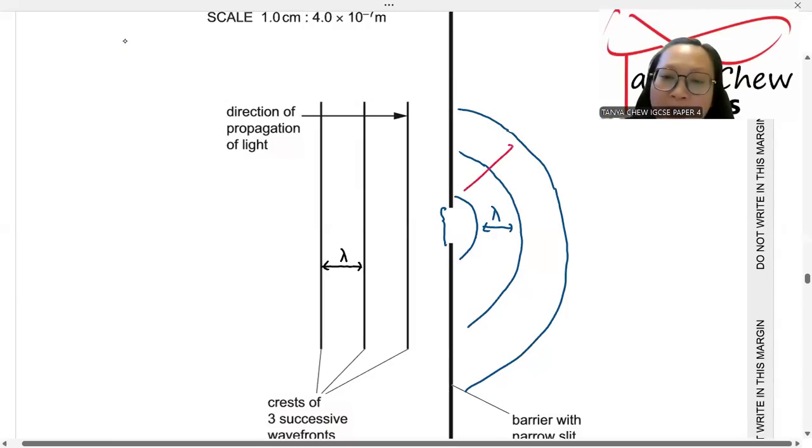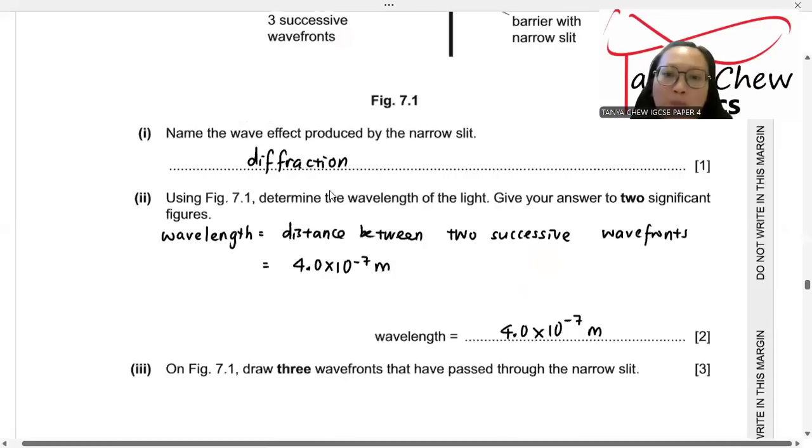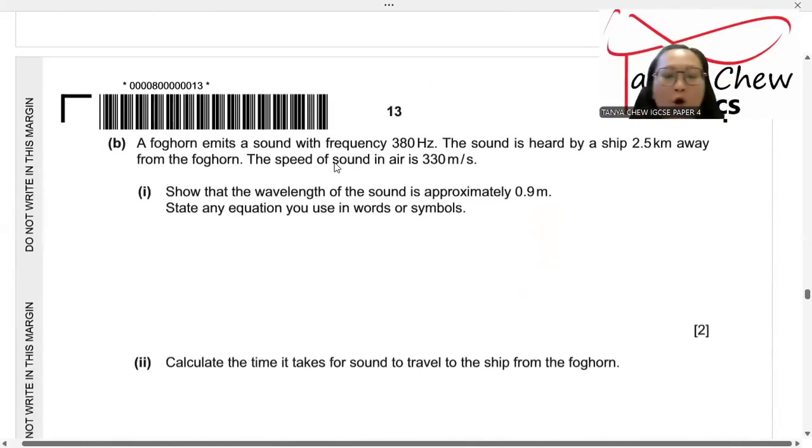You have to show arrows because diffraction, after all, means spreading of waves when the waves are passing through a small opening. So you have to show that the waves have already spread out when the wave passed through that small opening. That's it. Now B, a foghorn emits a sound with frequency 380 Hz.